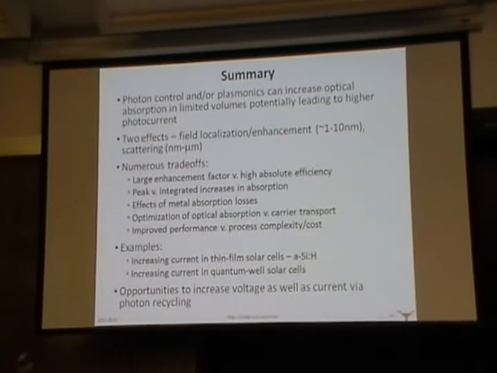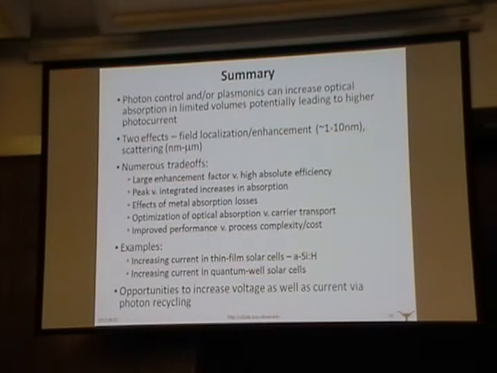Okay, so to summarize, the main points then are that you can use these methods for controlling photon propagation and exploiting plasmonic effects to increase absorption in some limited volume, thereby increasing current. You have these two effects that you can try to exploit: field localization due to plasmonic excitations, and scattering effects by a variety of structures. And there are all these trade-offs that you have to think about. Do you want a large enhancement factor or a high absolute efficiency?